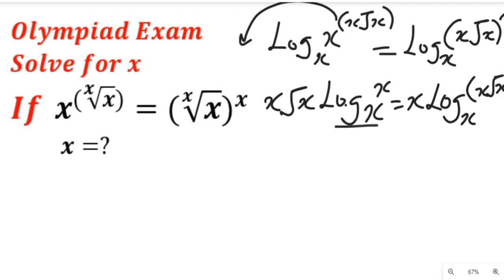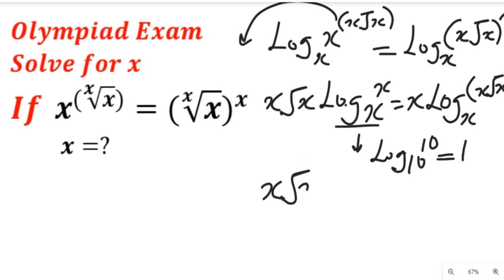Remember, this will give us 1 because log of 10 to the power of 10 base 10 is equal to 1. Any log with the same base gives 1. So we'll have this to be x to the power of x root of x equal to x log of x root of x base x, and that is exactly what that will give us.